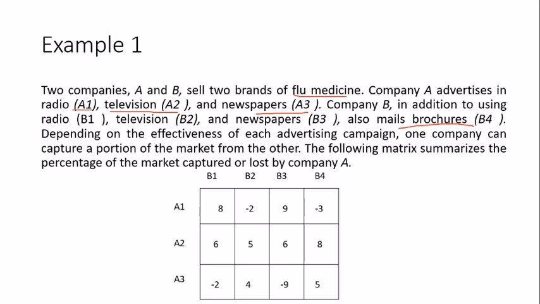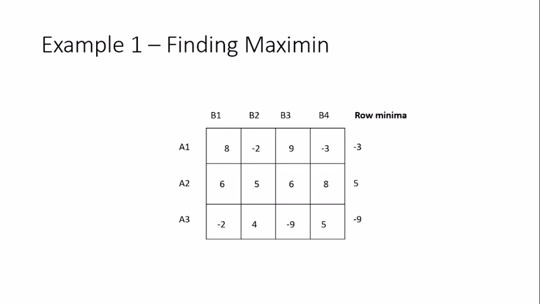Depending upon the effectiveness of each advertising campaign, one company can capture a portion of the market from the other, and the following matrix summarizes the percentage of market captured or lost by company A. So you are given the payoff matrix of company A. The payoff here is the percentage of market captured. It doesn't matter what the payoff represents, as it varies from problem to problem. We are just concerned with the mathematical numbers here. Now we want to determine a solution to this. The matrix is already given to us, and we want to determine a solution to it.